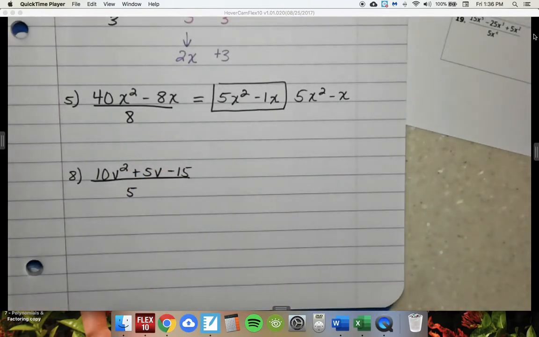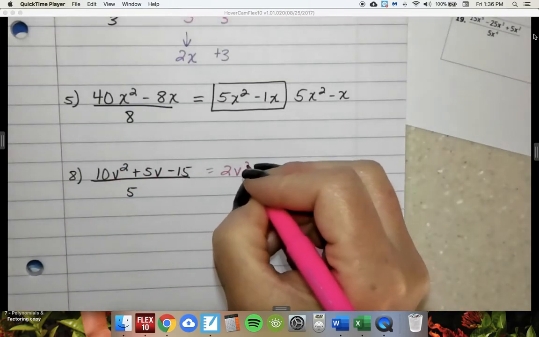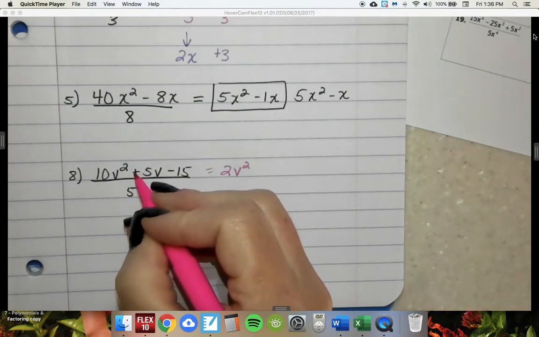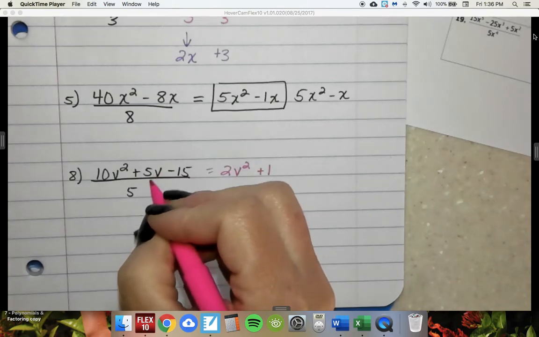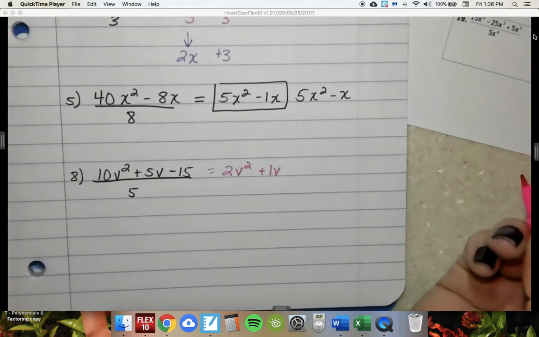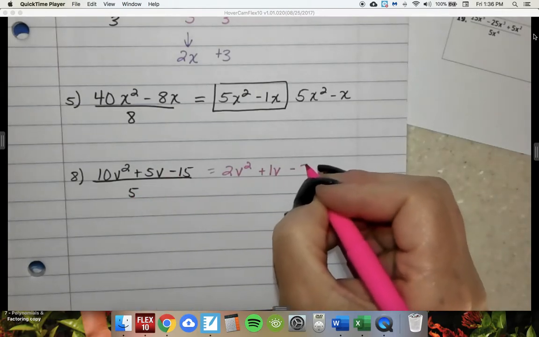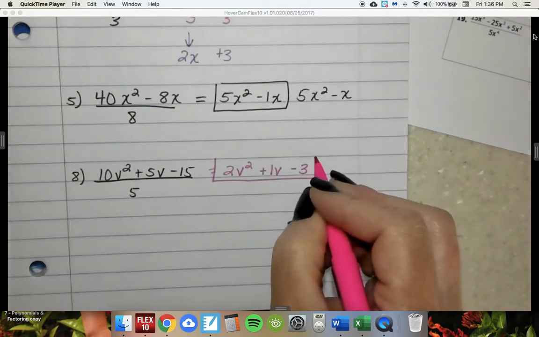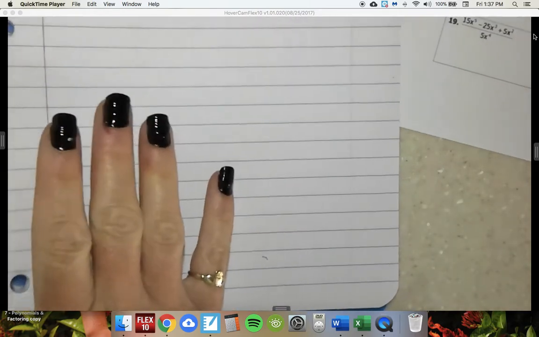What's 10 divided by 5? 2. And v squared stays v squared. And what's a positive 5 divided by 5? A positive 1. And there's a v, there's no v, so he just comes along for the ride. And what's a negative 15 divided by 5? A negative 3. Final answer: 2v squared plus v minus 3. All right? They get harder. Let's keep going. Let's dial it up a notch.